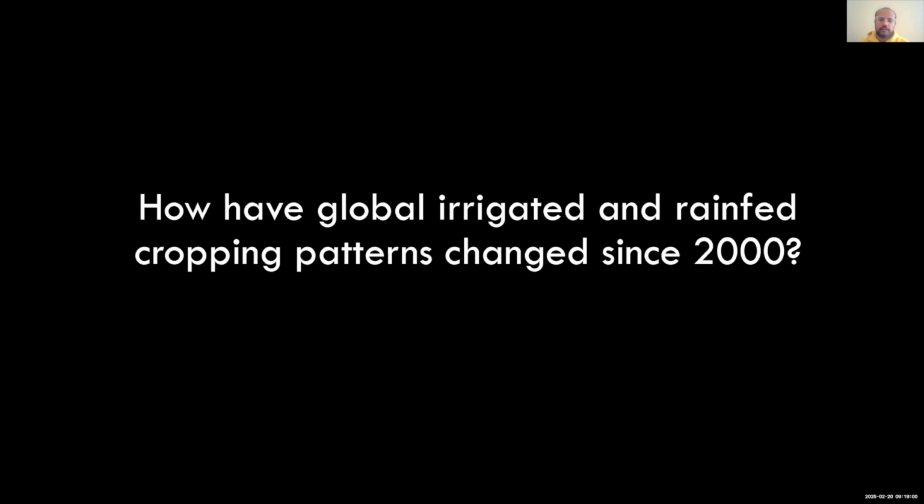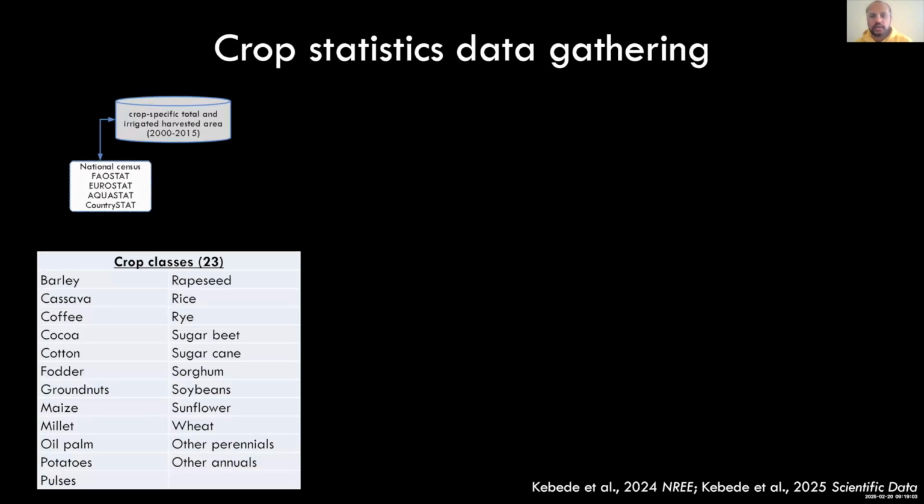The first one is the census-based approach, which we developed to answer the main question of how the global irrigated and rain-fed cropping patterns have changed from the year 2000 to 2015. To do that, we collected crop-specific irrigated and total harvested area census reports from national census portals, or several international, as well as regional, data portals which provide such information, including FAOSTAT, AQUASTAT, Eurostat, and CountrySTAT. These datasets provide crop-specific irrigated and rain-fed area for more than 175 crop types, so we reclassified them into 23 crop classes.